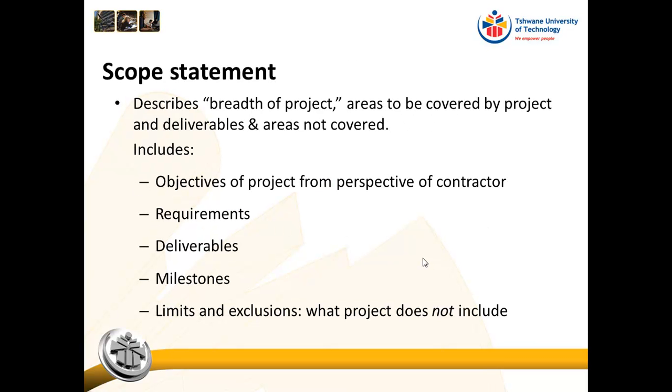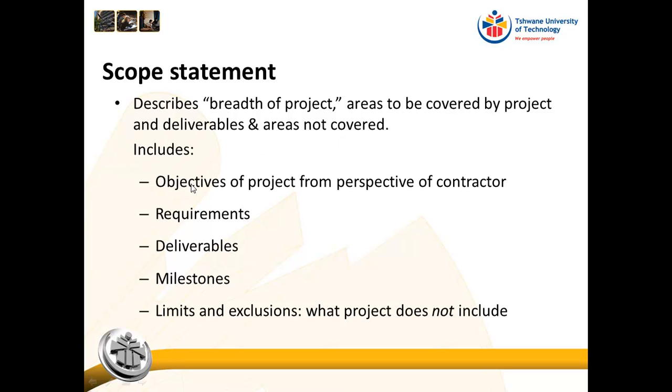Okay, so the scope statement describes the breadth of the project, so the areas to be covered by the project and the deliverables, and very, very importantly, the areas that are not covered. Very often we forget about that. We think that it's implied that anything that's not in the scope statement is not covered. But remember that if we don't put it in writing, the client might still have an expectation that those areas that are not covered will actually be done.